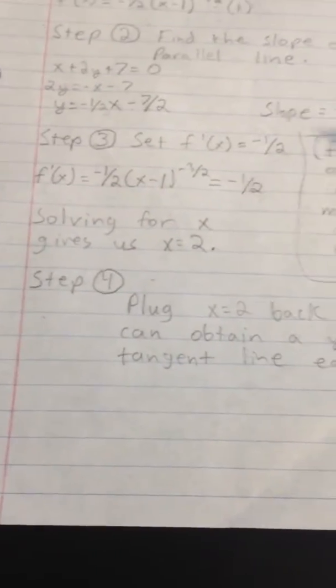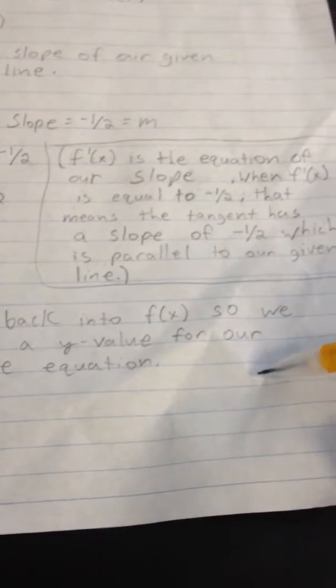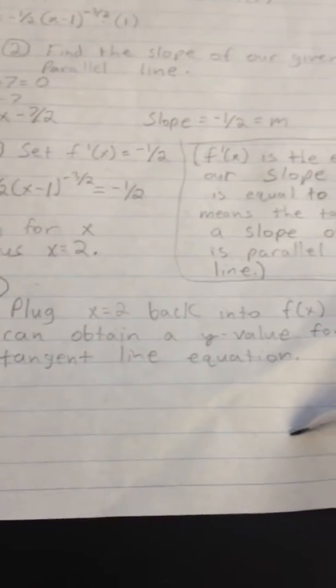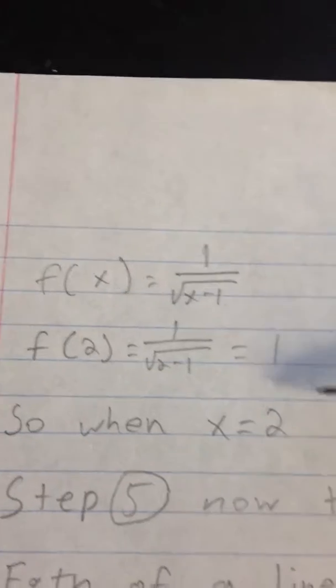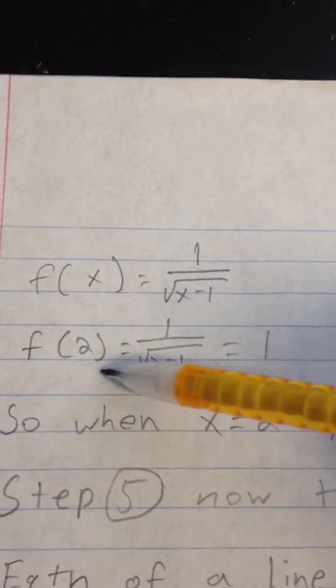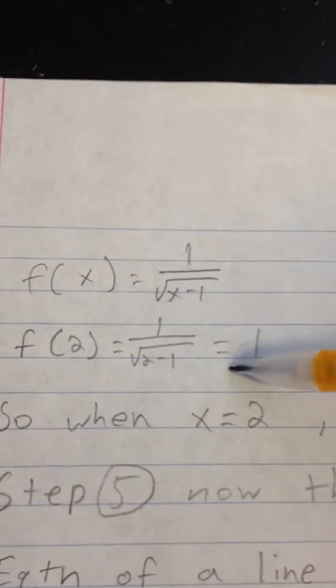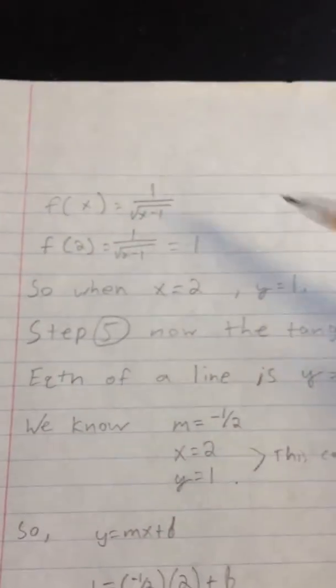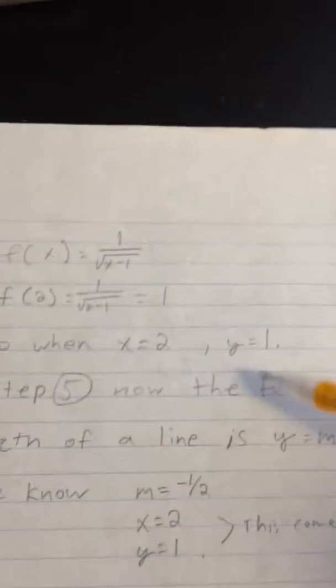Now for step 4, we need to plug that x equals 2 into our original equation, f of x. This is the way we can obtain a y value for our tangent line equation. So original equation, f of x equals 1 over the square root of x minus 1. We plug our 2 in for our x value. F of 2 equals 1 over square root 2 minus 1, which is going to equal 1. And this tells us that when x equals 2 in our original equation, y equals 1.